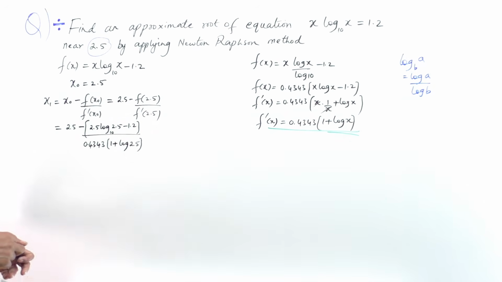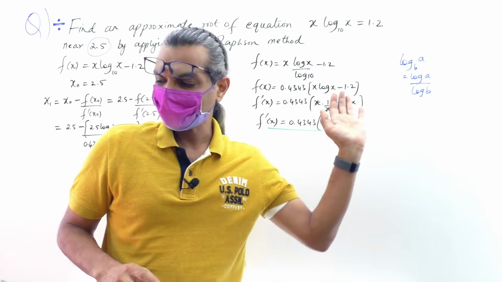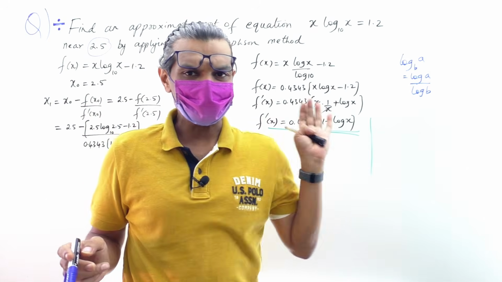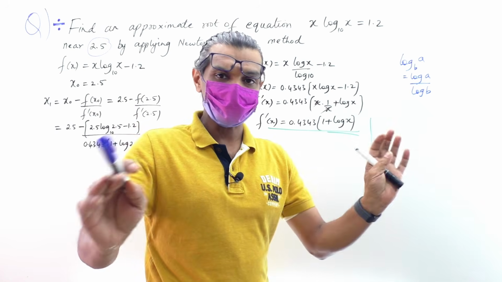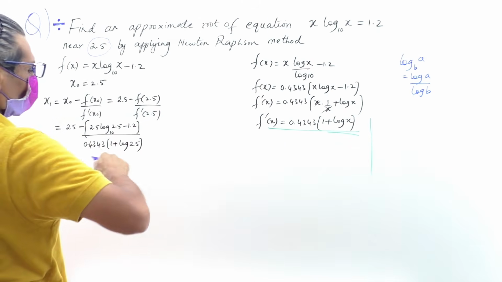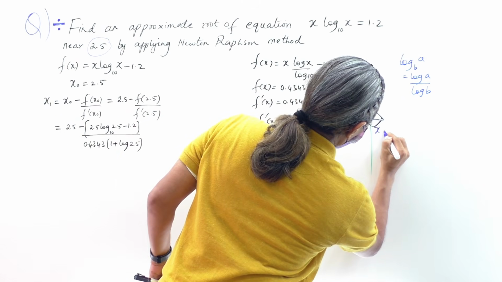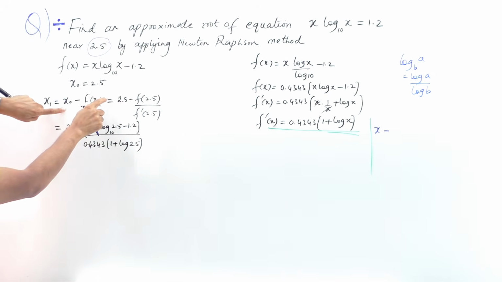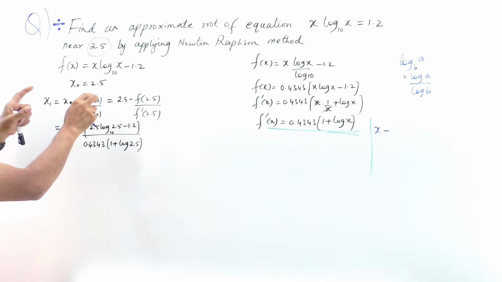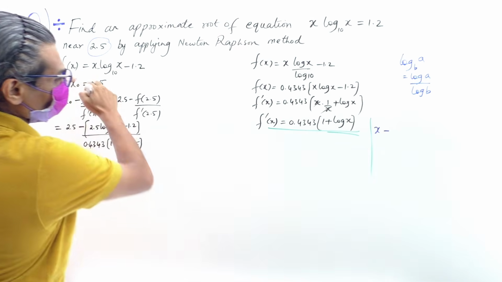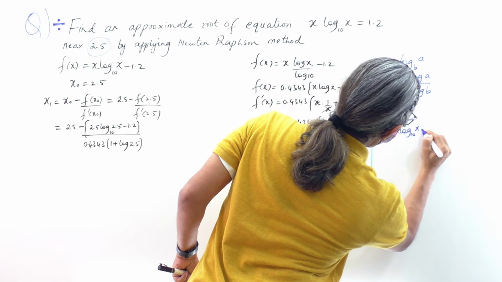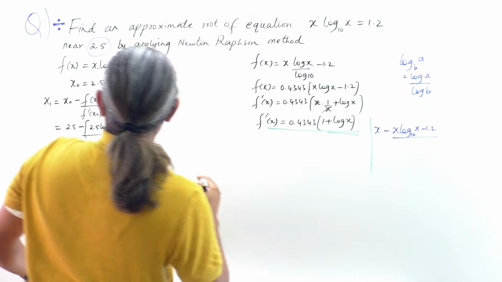Before solving, a simple shortcut. Always make an equation that you are going to enter in the calculator and automate it. What is the equation? x will be there as it is, minus, what is the formula? x naught minus f of x naught over f dash of x naught. So x as it is minus f of x, that is x log x to the base 10 minus 1.2, over f dash of x.